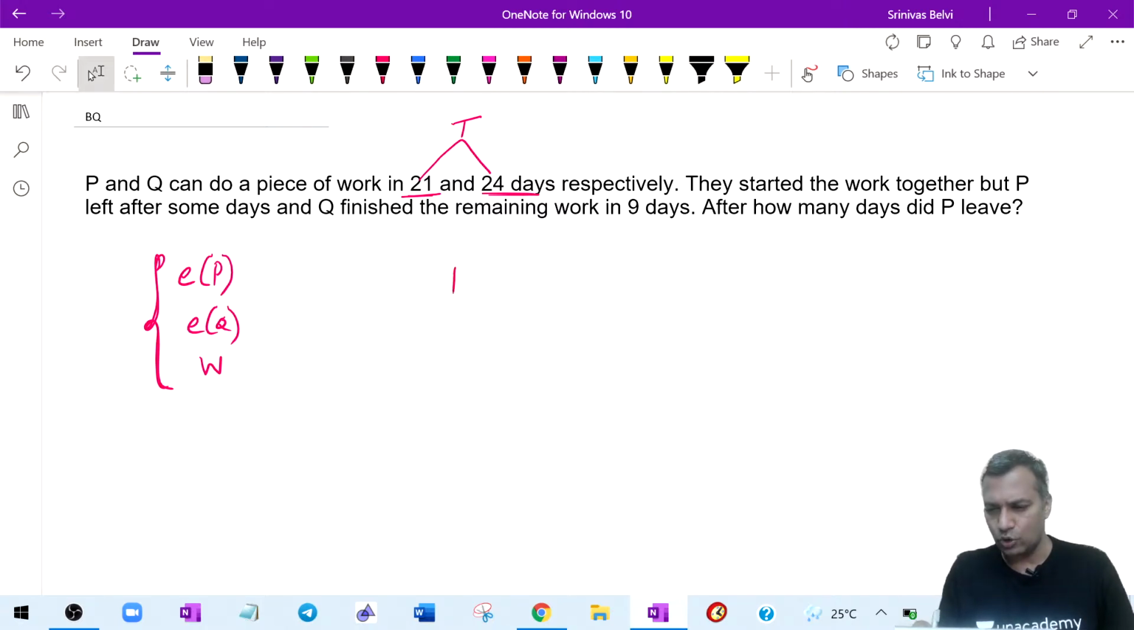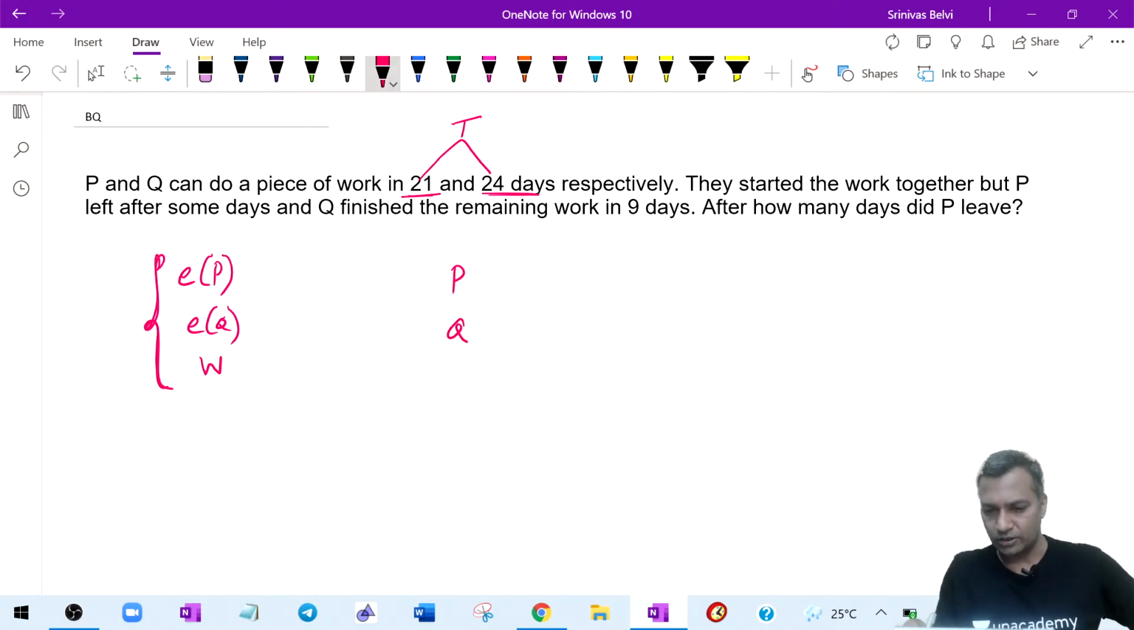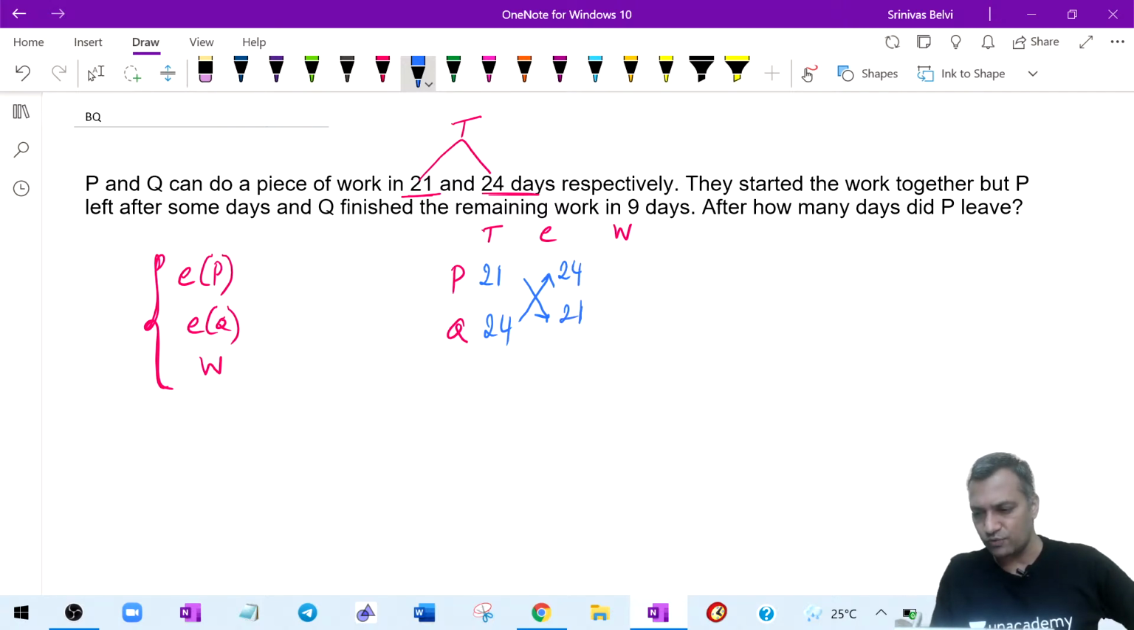Fair enough. So let me go to P and Q like this. If you are fine with time, speed, distance, use it for the time being. Here P and Q, the timelines are given. I have to find the efficiency, and there is something called the work. How much time does P alone take? 21 days. How much time does Q alone take? 24 days. Put them in the reverse order, because we learned this technique of putting it upside down in time, speed, distance. Therefore, 24 and 21, this is 8 and this is 7.